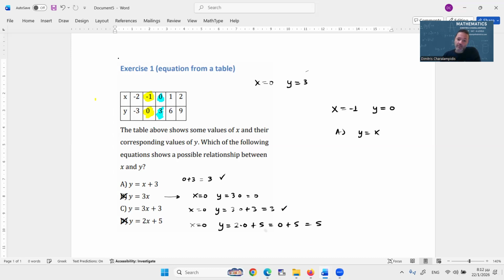I'll begin with A. A says that y equals x plus 3. So when x is -1, y is -1 plus 3, which is 2. That's not equal to 0. Therefore, I should reject A as well. Finally, I'm left with only one option, which is the right one for this exercise.